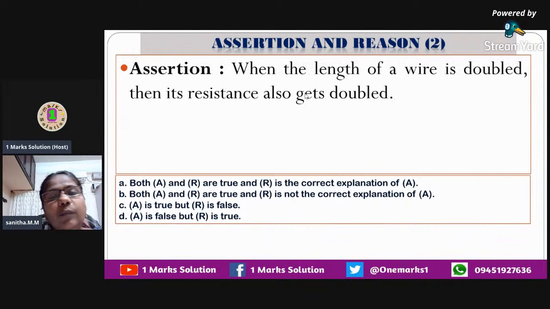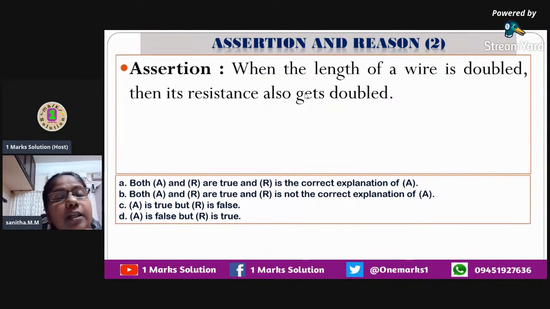Second one, when the length of the wire is doubled, then its resistance also gets doubled. That means you are studying the resistance depends on length and area of cross section in dimension, along with the nature of the material and the physical conditions like temperature, pressure, etc. Four factors are there, right? Out of the four factors, we will consider the two dimensions. When length increases, what will happen? Resistance also increases. When area increases, what will happen? It decreases. So resistance is directly proportional to length and inversely proportional to area.